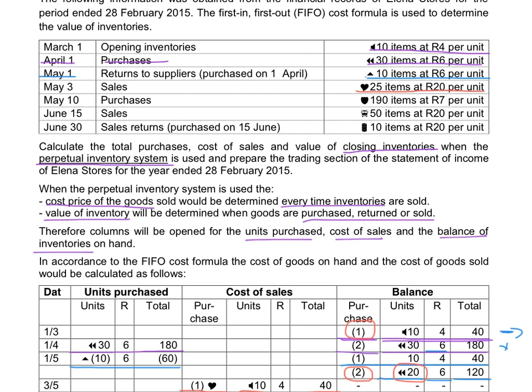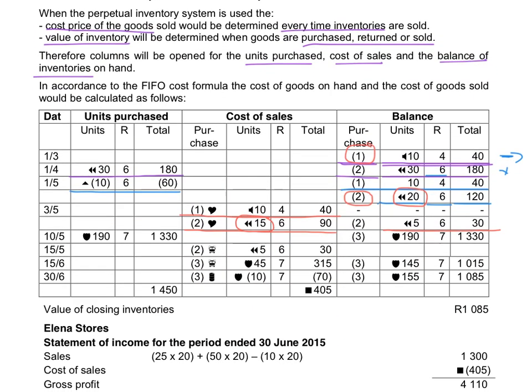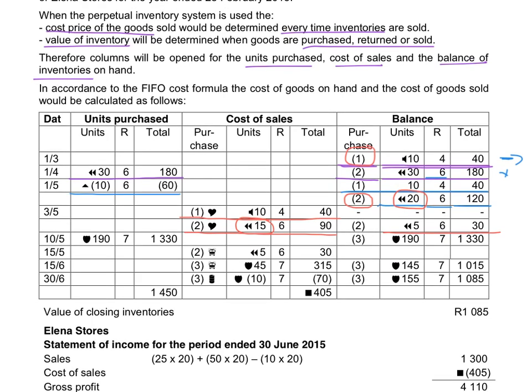If we look at the next entry, we purchased goods on the 10th of May, 190 units at R7 each. So that means that I must show under purchases 190 units at R7 each. And we will also show in the balance that we have a third group now of 190 units that cost R7 each.